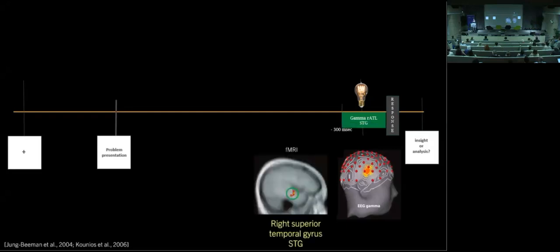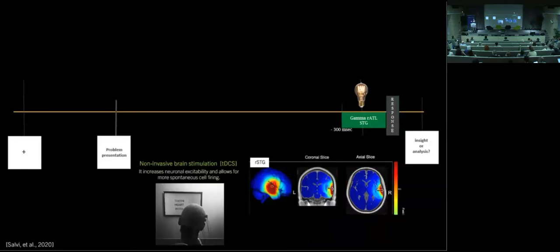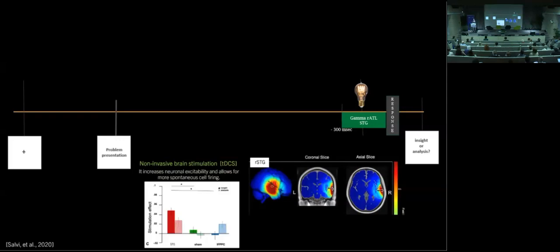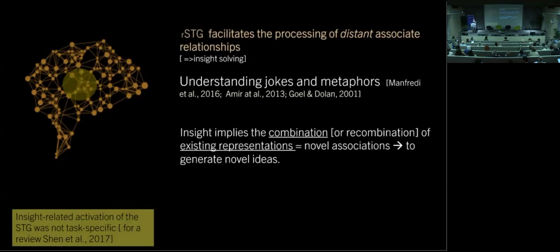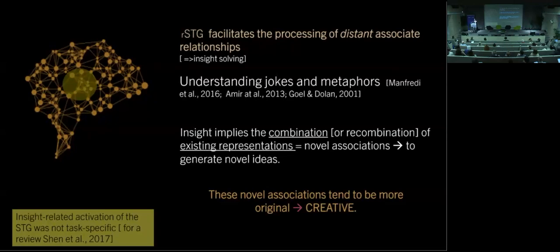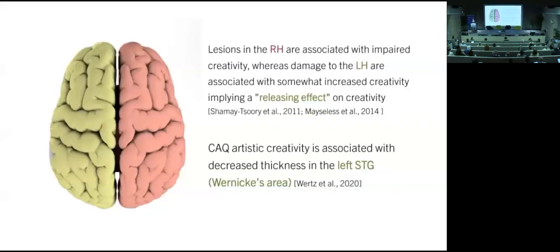This brain region was better localized in an imaging study over the right superior temporal gyrus, and a more causal approach using tDCS found that if we stimulate this brain area, people tend to solve more problems via insight. So the right superior temporal gyrus seems to be a hub that facilitates processing of distant associate relationships. This makes sense if we think that insight implies a combination or recombination of existing representations in order to generate novel ideas. These novel associations tend to be more original and therefore creative.